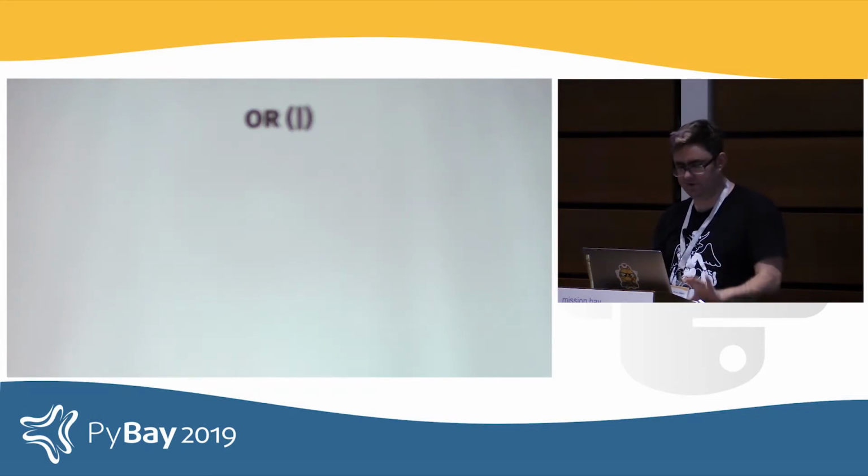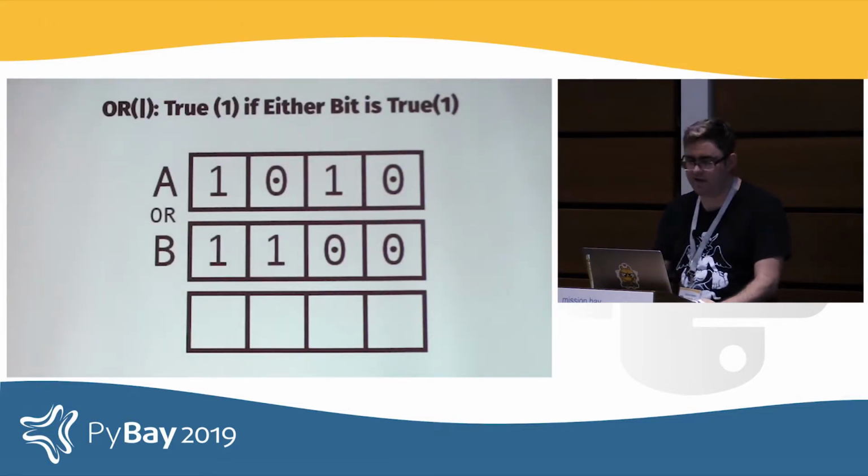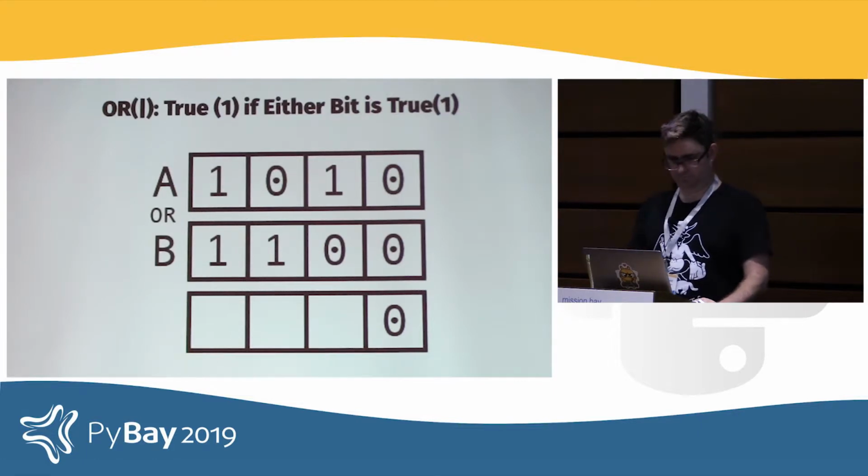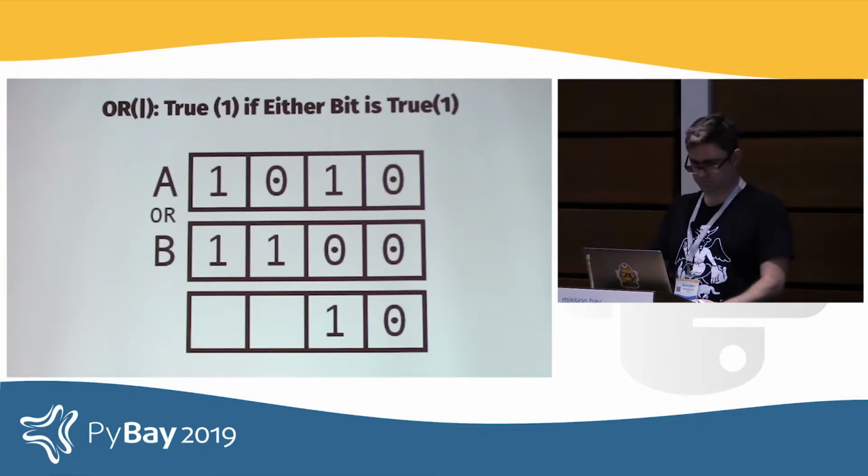OR is very similar, except switched a little bit. It's true if either A or B is true. It's applied to every bit. Here's another example. None of these are true. One of these is true, so you get true. This is also true because we've got a true and a false. And finally, 2 trues are also true.